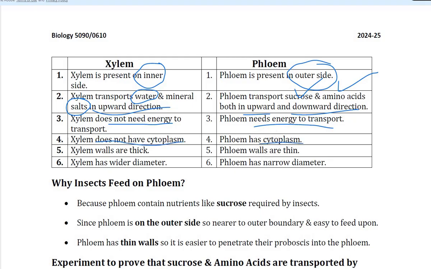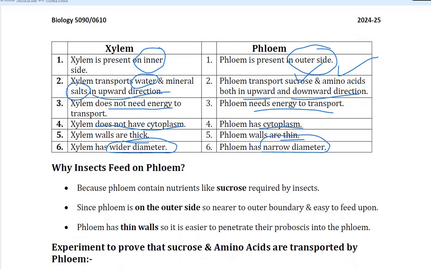Phloem has cytoplasm. Xylem walls are thick. Phloem walls are thin. Xylem has a wider diameter. Phloem has a narrow diameter. Okay, so this is all about the comparison between xylem and phloem.